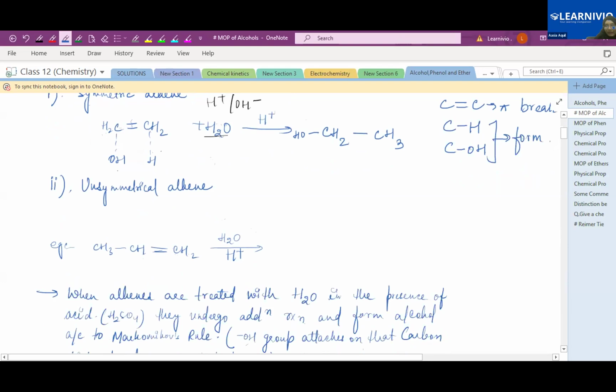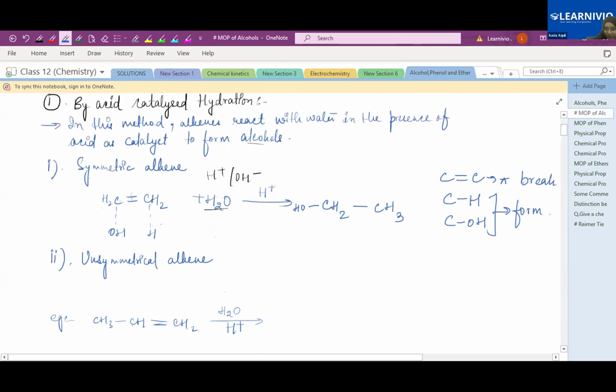Now, what if it is an unsymmetrical type of alkene? When an unsymmetrical alkene is treated with water, in the presence of any acid, it undergoes an addition reaction, and the alcohol will be formed, but you have to follow the Markovnikov addition rule. Because you can see this is an unsymmetrical type of alkene, CH and CH2. So you have to follow the Markovnikov addition rule. Now, Ali, tell me, what is Markovnikov addition rule?